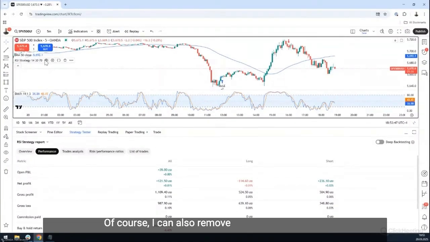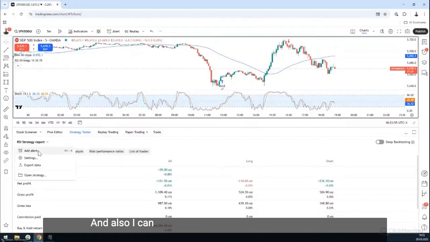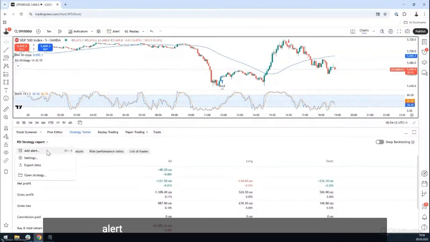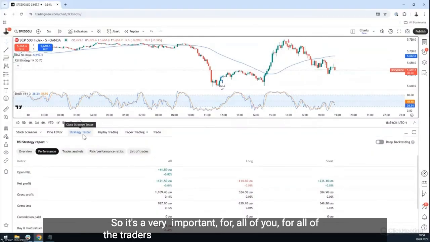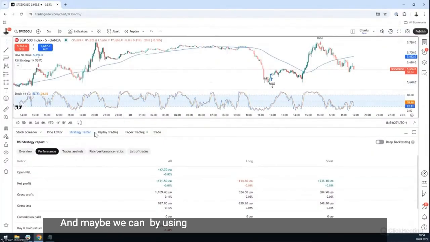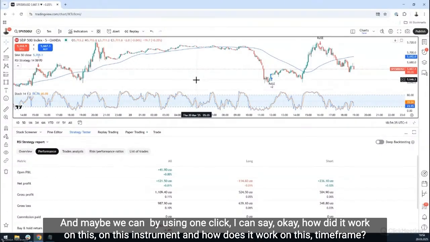Of course, I can also remove my previous strategy and focus only on this RSI strategy report. And also, I can add different kinds of alerts, settings, and export data. With the strategy tester, I can add alerts and settings and so on, just like I said before. So it's very important for all of you traders that we can find some kind of strategy. And maybe, with one click, I can say, okay, how did it work on this instrument, and how does it work on this time frame?